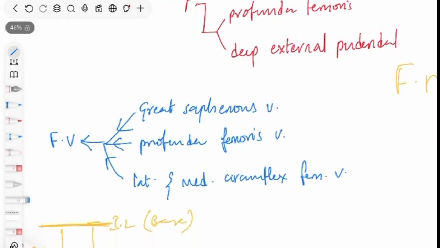Now the femoral vein receives 3 branches. The first one is the great saphenous vein, the second one is the profunda femoris vein, and the third one is the lateral and medial circumflex femoral vein. You can even call this the fourth branch, but for easier remembrance you can put it under one, saying that it is the lateral and medial circumflex femoral vein.